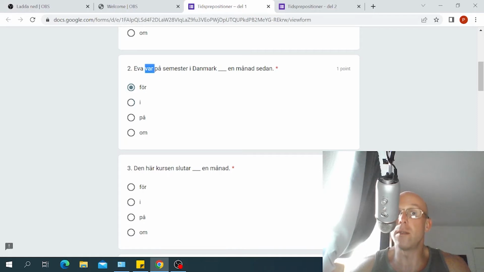Because you can see in the verb, it is the past tense. And you can also see, like I said before, the word sedan. So we know here that it should be the preposition för.